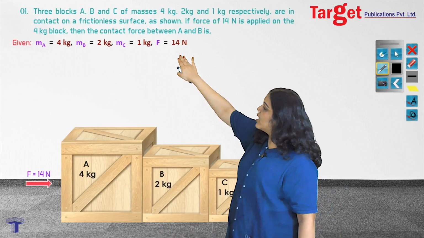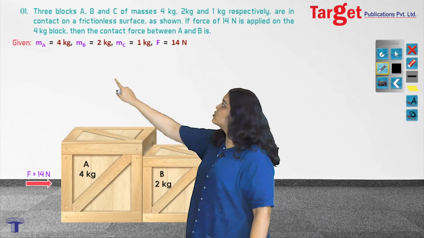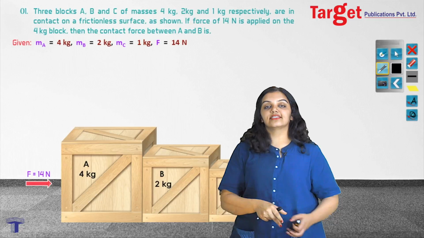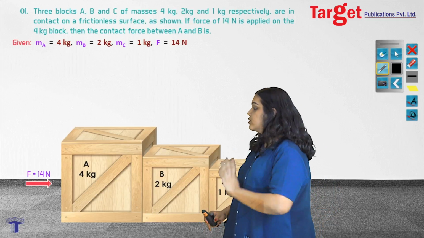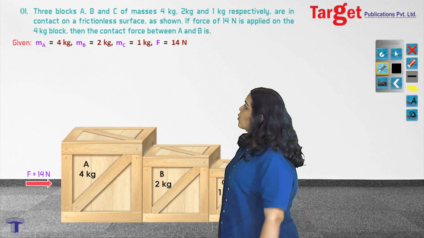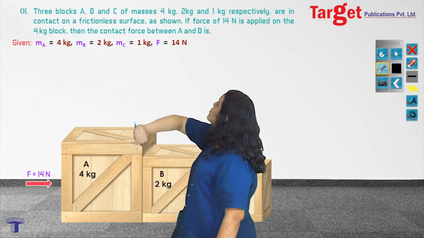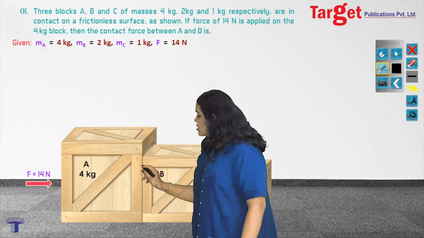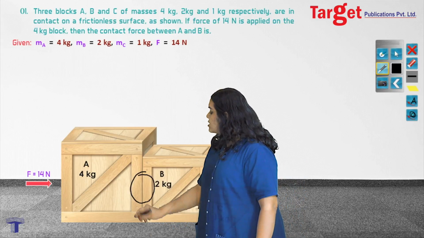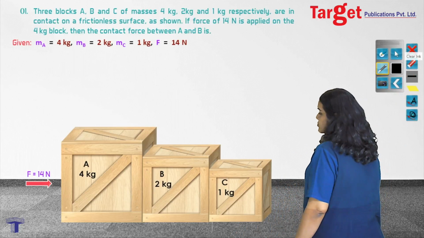So as you can see, I have written down the data that I know. MA, MB, MC is known to me, and also the force applied, that is capital F, is equal to 14 Newton. We apply this force on the 4 kg block, and the question we are asking is, what is the contact force between A and B? So what is the contact force between these two blocks? That's the force that we want to find.